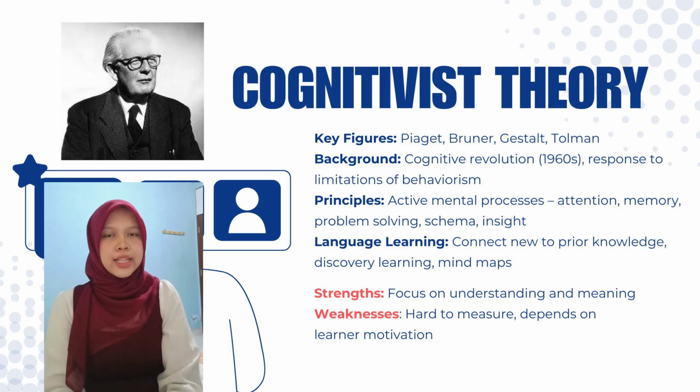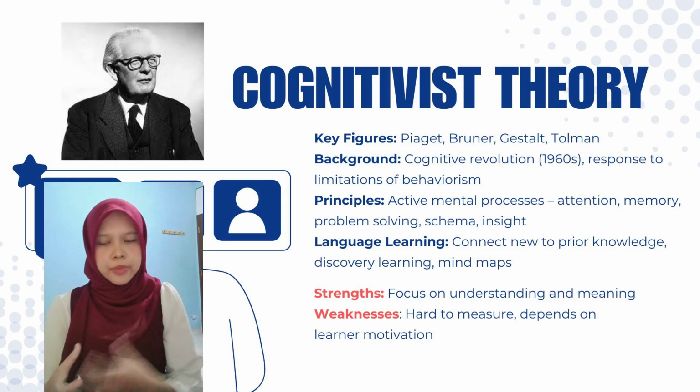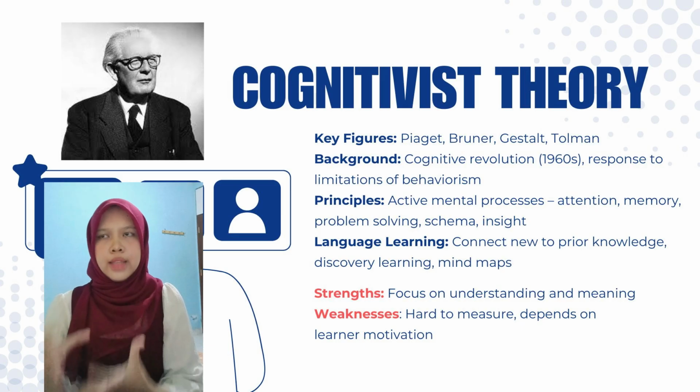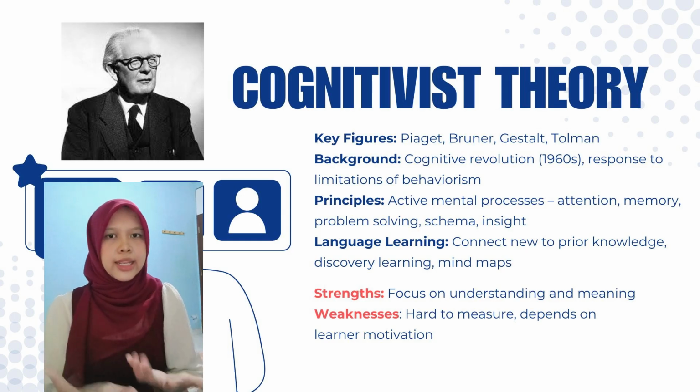Cognitivism came later, in the 1960s, as a rejection of behaviorism. During the cognitive revolution, people realized learners are not just robots. They don't only react, they also think, plan, and connect ideas. The principle is, learning is a mental process. Students take information, connect it to what they already know, and create new understanding.